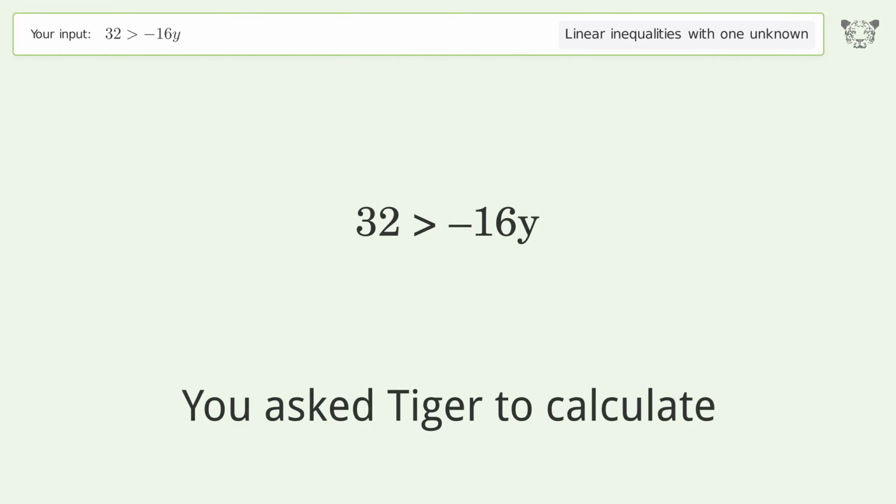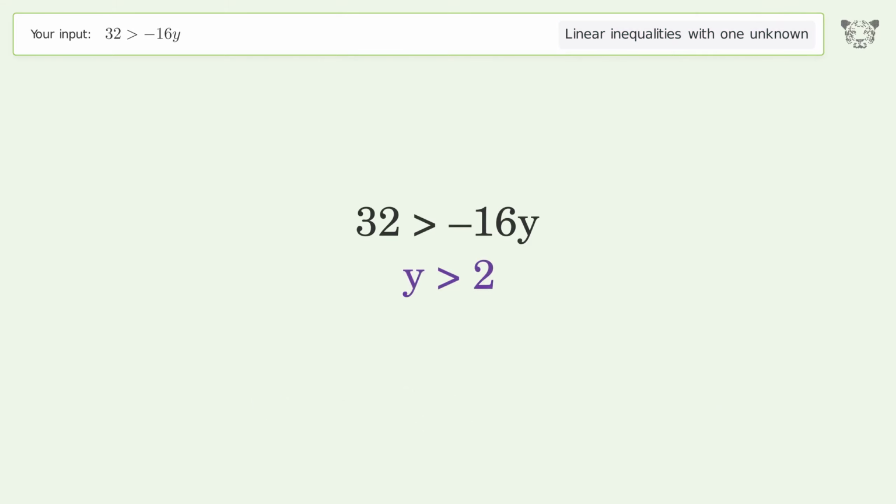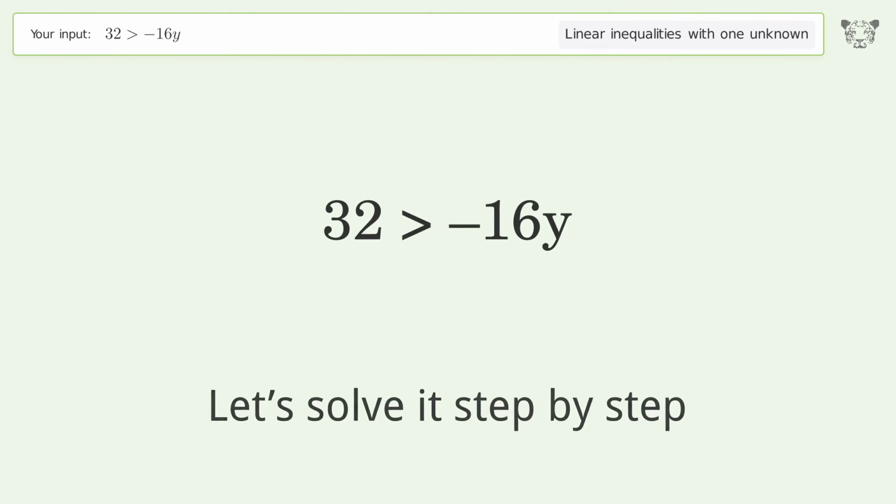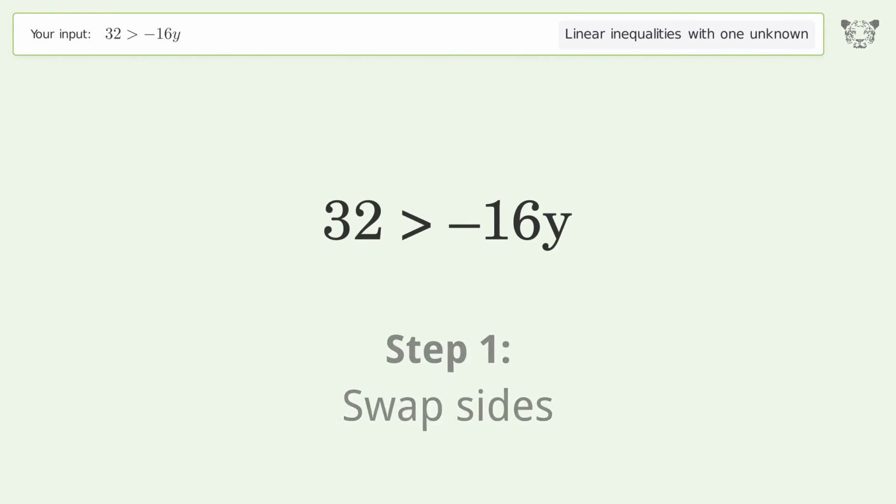You ask Tiger to calculate. This deals with linear inequalities with one unknown. The final result is y greater than -2. Let's solve it step by step. Swap sides.